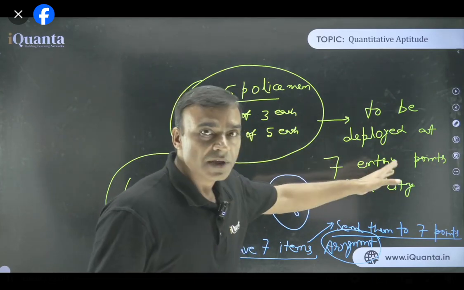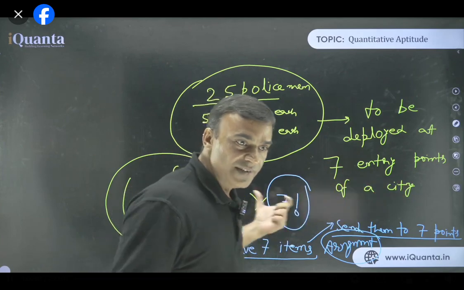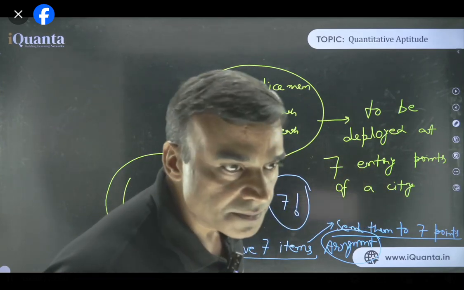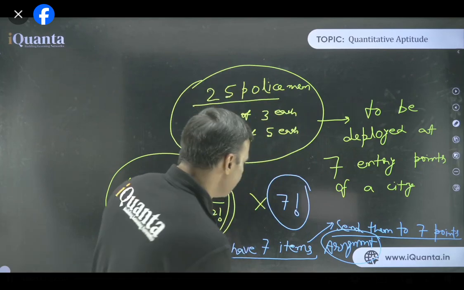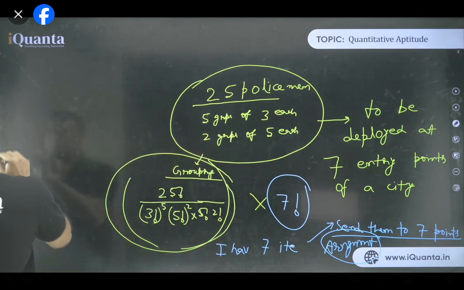So people will have to go. So you will have to arrange them. That's it. So 7 groups, arrange them in 7 places. Satya, you have 7 items, 7 groups.